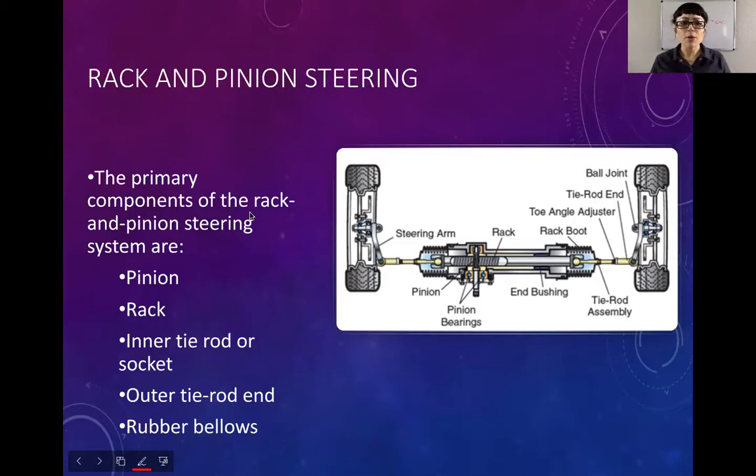So the primary components of a rack and pinion: the rack and pinion itself. Remember, we have to have input from our steering column. In this case, that is going to be our pinion gear. Right here it shows the pinion.